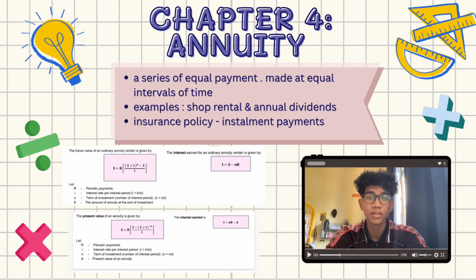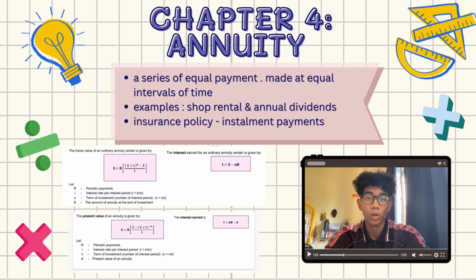An annuity is basically a series of equal payments made at equal intervals of time. So the amount you pay is the same each time, and the timing between payments is also fixed. Some common examples of annuities are shop rentals, where you pay the same amount every month, and annual dividends. Insurance policies and installment payments also use annuity concepts.